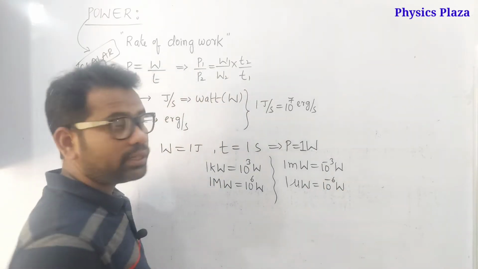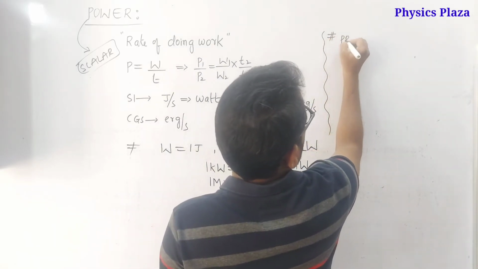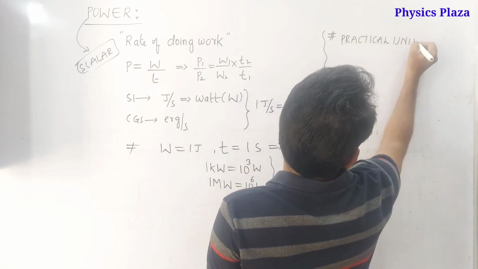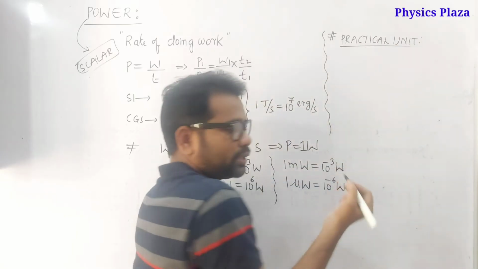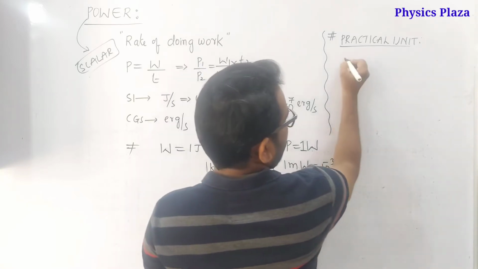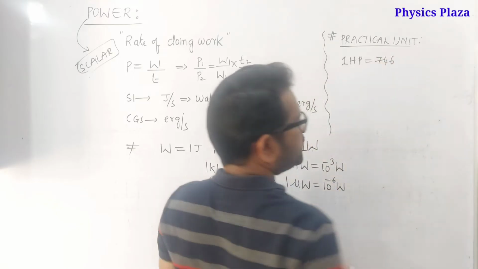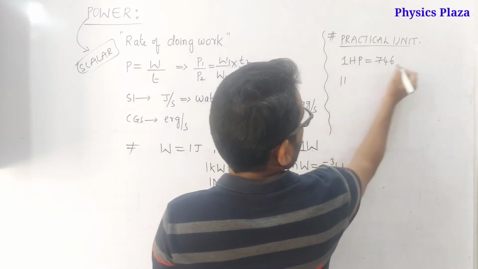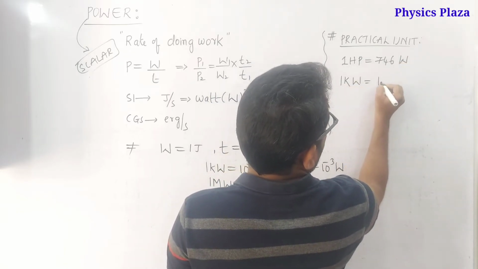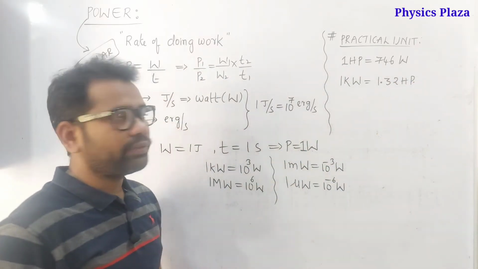Other than this, we have practical units. This is a very important examination point. What is the practical unit of power? In order to measure the power of engines, the power of an engine of vehicles, children, we use horsepower. Here 1 horsepower is equal to 746 watts, or 1 kilowatt is equal to 1.32 horsepower. From the examination point of view, these are very important.